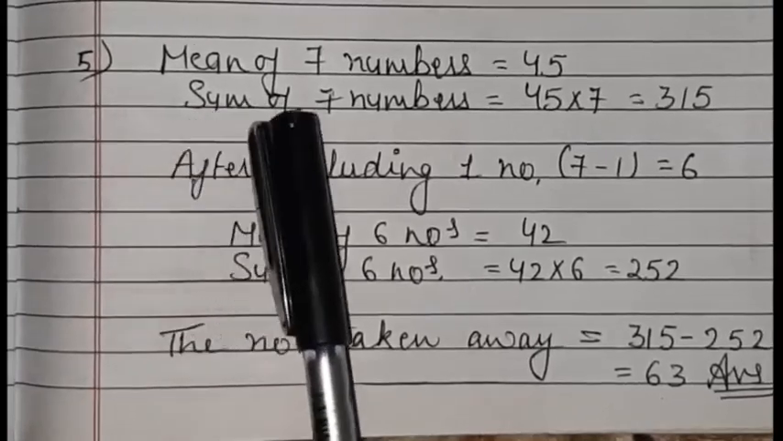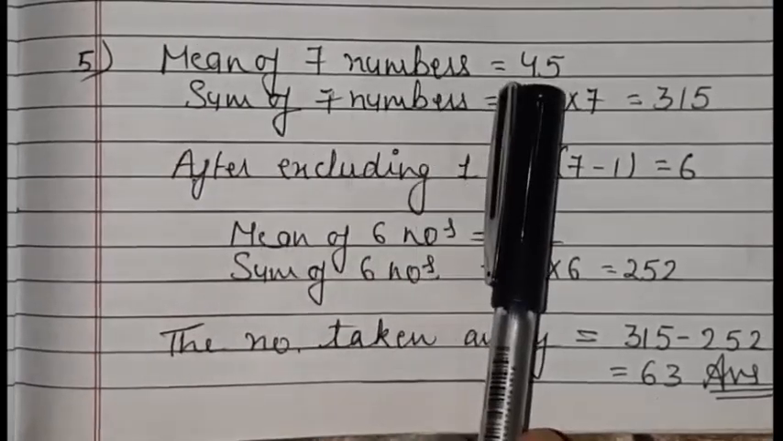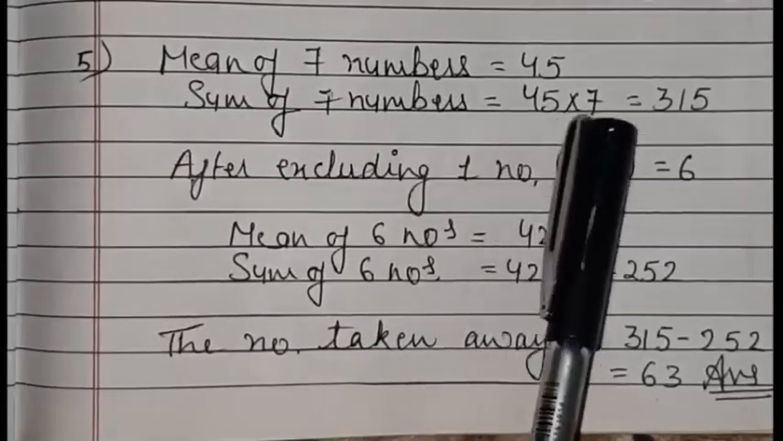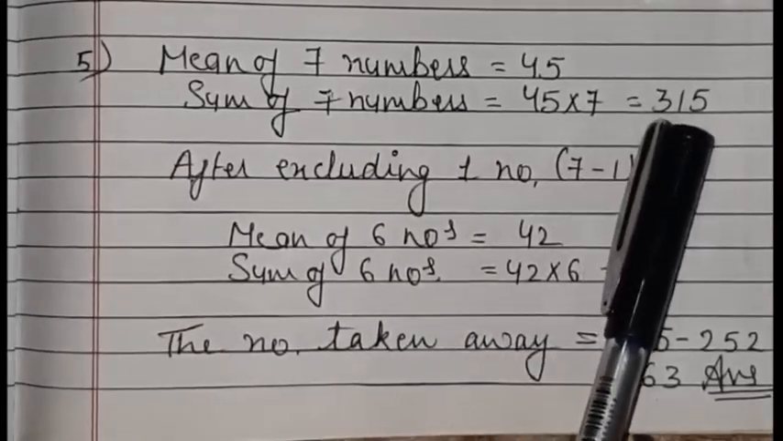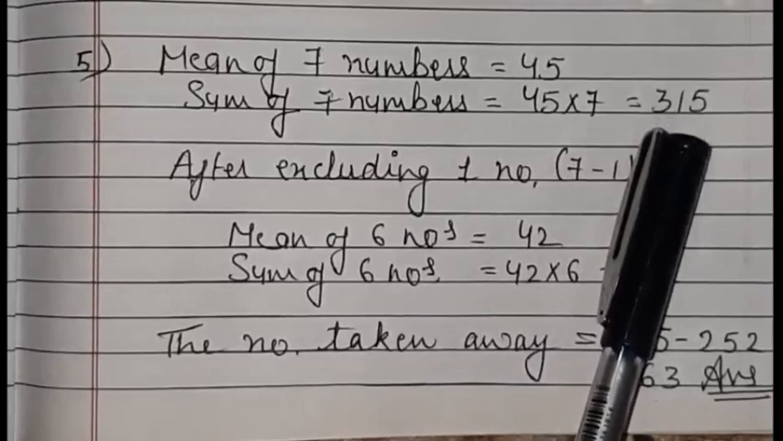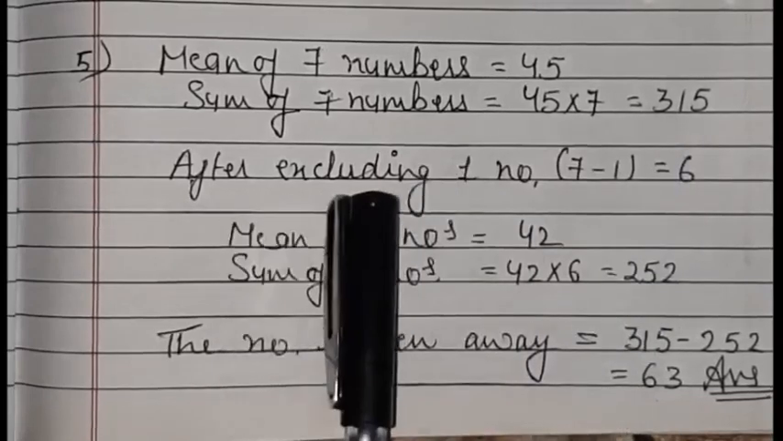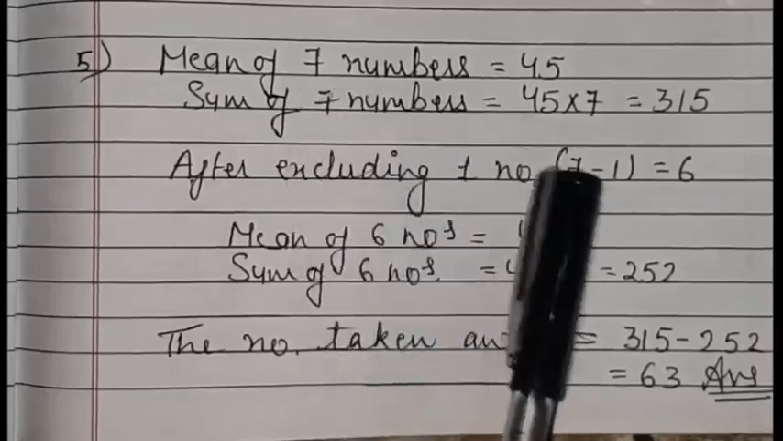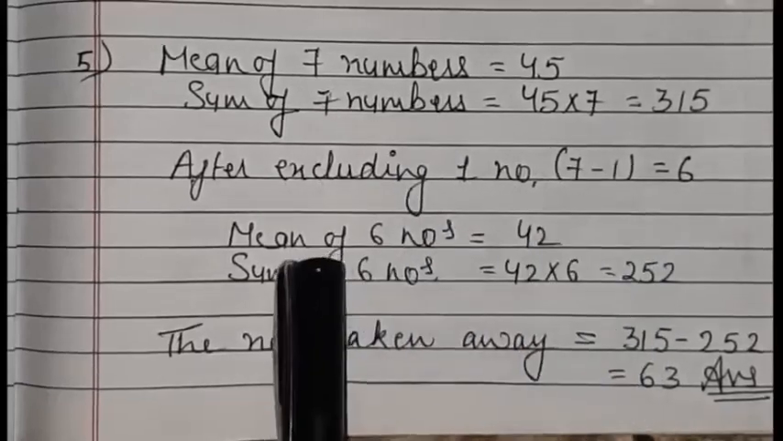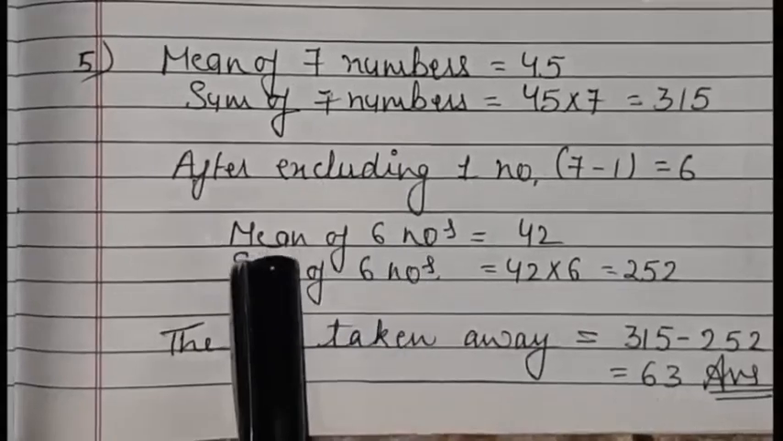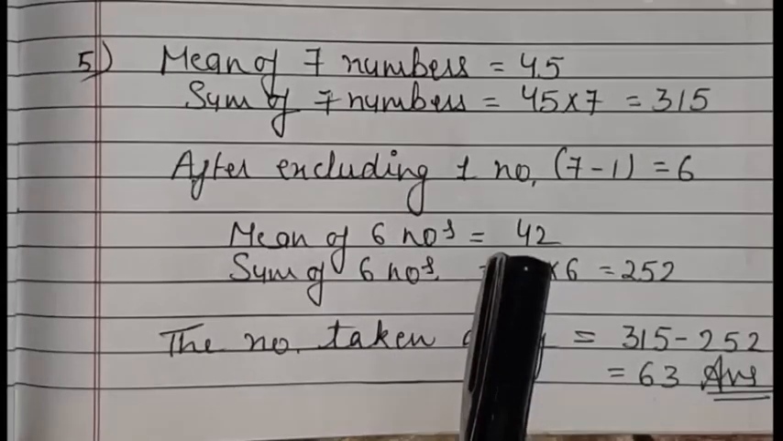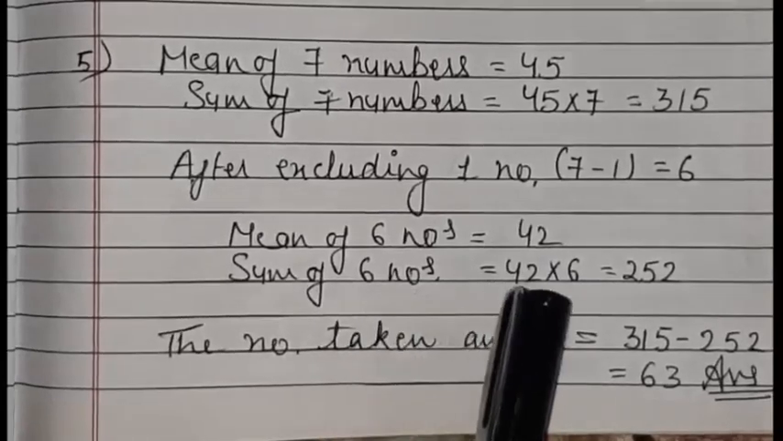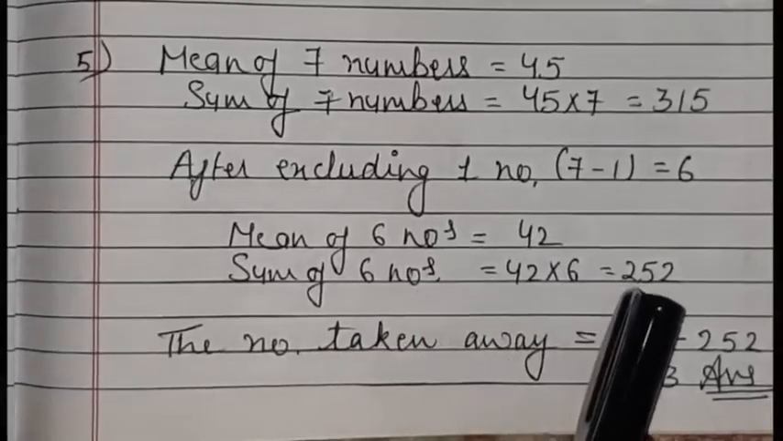The mean of 7 numbers is 45. So that means the sum of 7 numbers becomes 45 into 7, 315, right? If you exclude one number, the count becomes 7 minus 1, 6. So the mean of 6 numbers, given in your book, is 42. So the sum of 6 numbers will be 42 into 6, 252.